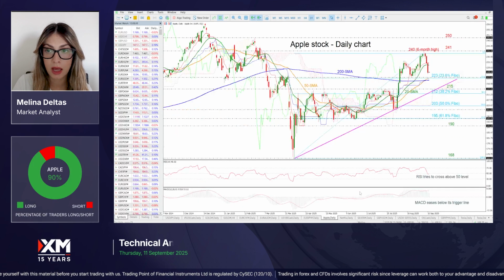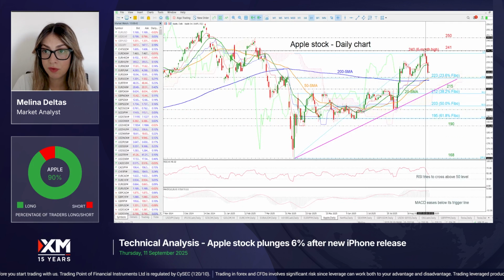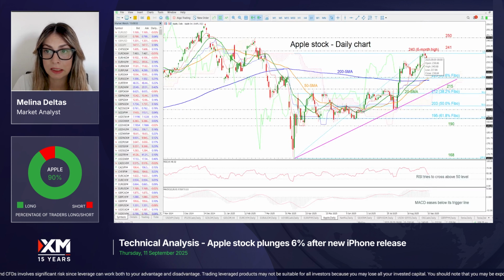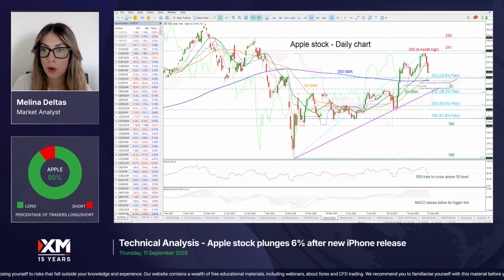And now, having a look at Apple stock, we have a significant downward movement over the last 4 sessions. The price lost around 6.5%. We had also a bearish doji candle that was indicating that the price may return to the downside. We had a new 6-month high at 240. But the price is currently ready to test the 23.6% Fibonacci retracement level of the upper leg from 168 to around the 250 region at 223, which is also the previous bottom and the 50-day SMA.